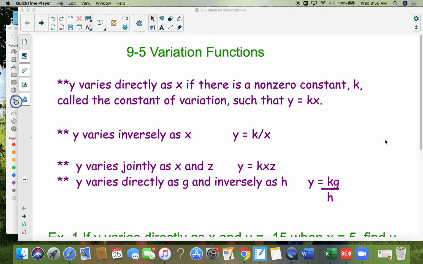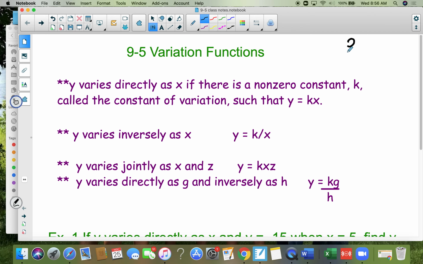Section 9.5 is called variation functions. This video is a two-day video, part 1 and part 2. Before you start, I'll tell you where to stop at part 1, and then you can stop and do the worksheet. In order to get the next day's worksheet, you would have to go back into the video to watch the rest of it. So keep that in mind. There's a part 1 and a part 2, and this is part 1.